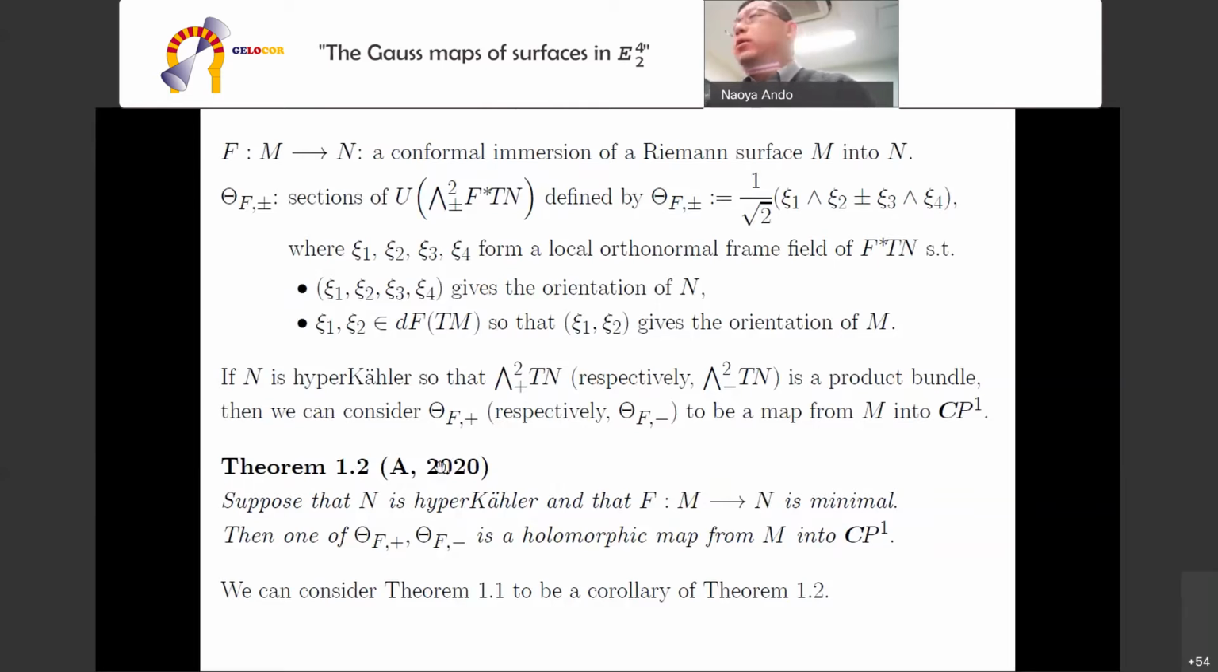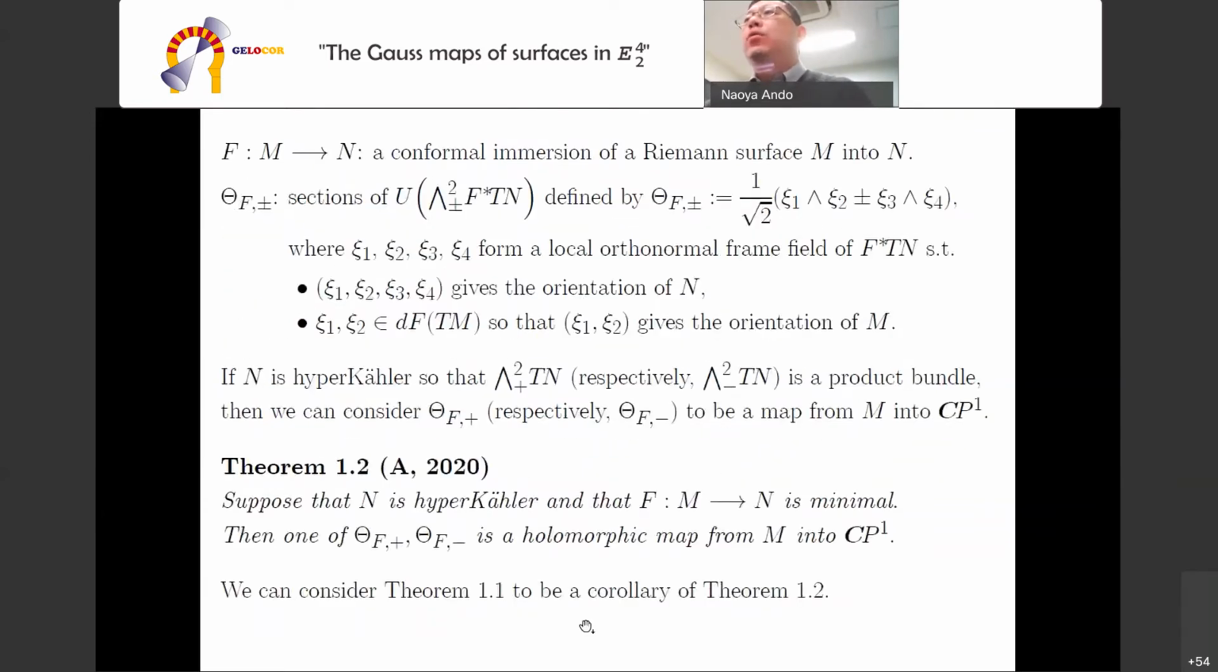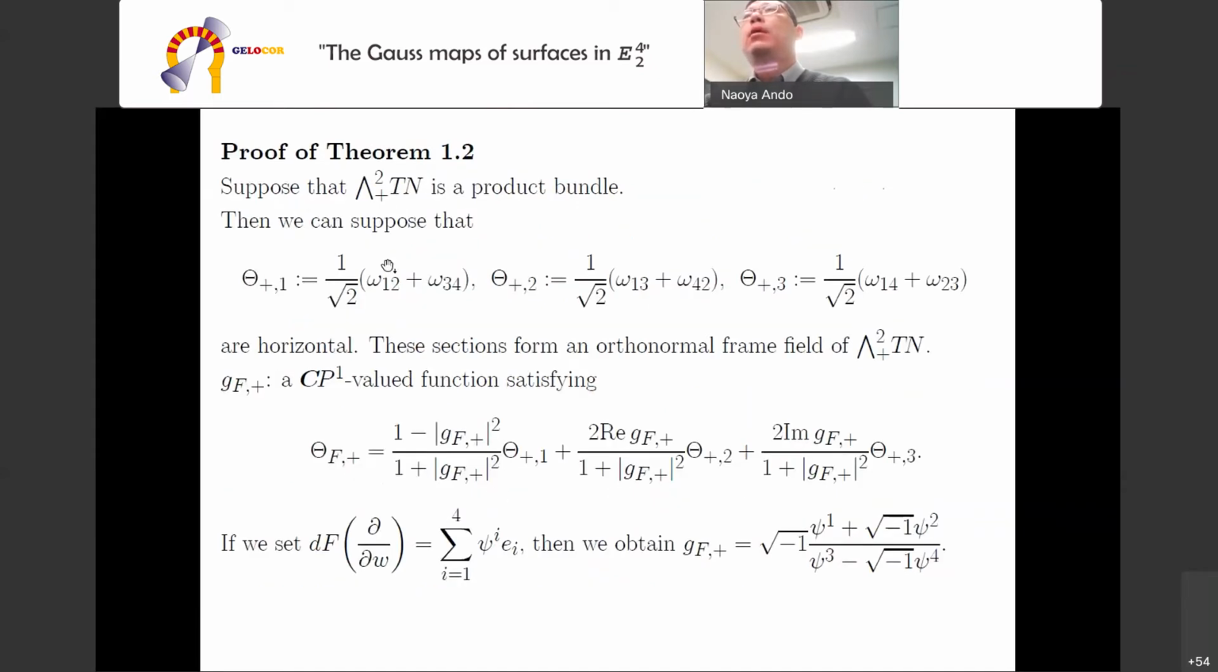Then we can obtain this theorem. Suppose that N is hyperkähler and that F is minimal. Then one of these two sections is a holomorphic map from M into CP^1. So we can consider Theorem 1, this theorem, to be a corollary of this theorem. I explain a proof of Theorem 2.